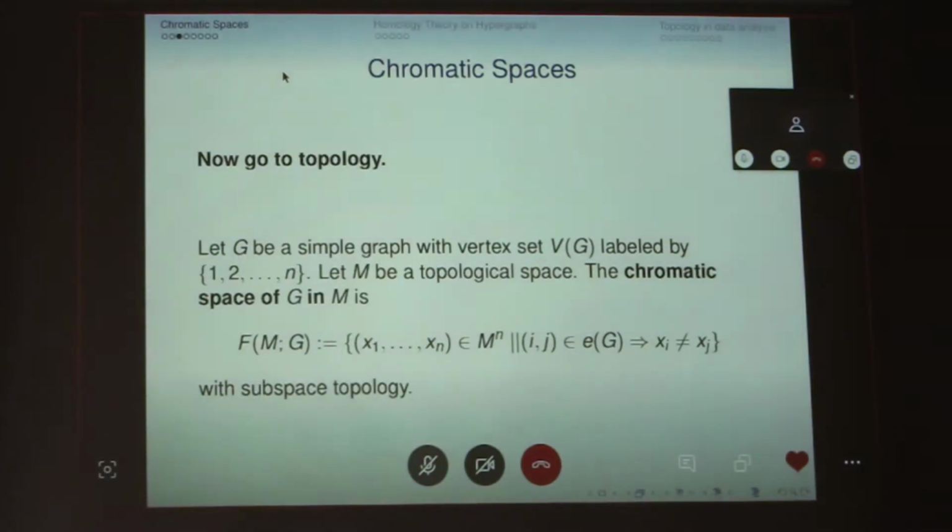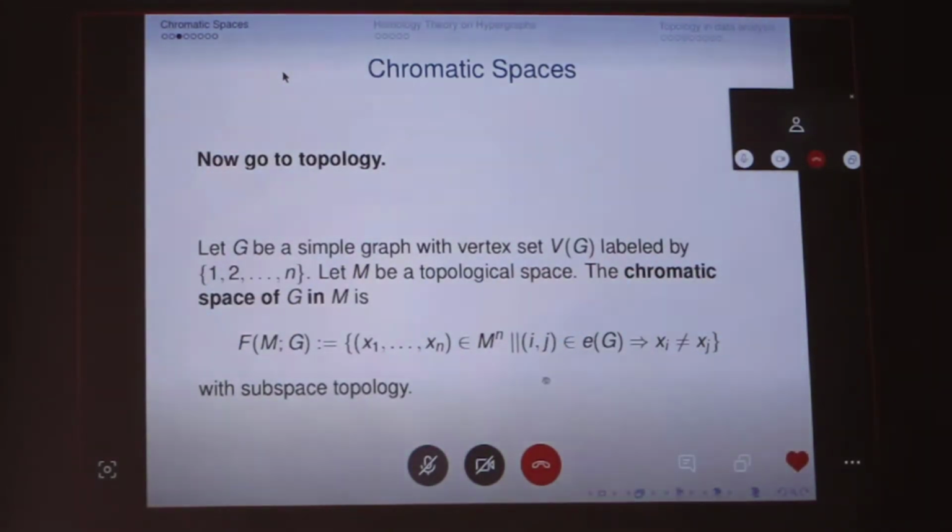I think some people have called this a graphical configuration space, but it may be confused with the notion of a configuration space on graphs. So we just choose a different name, chromatic space. But anyway, this is an interesting construction in topology, right? So the rule is very simple.